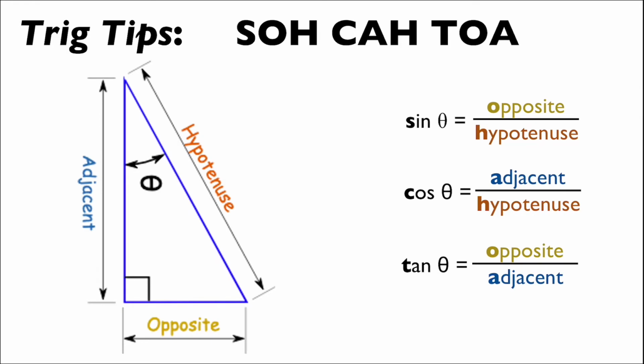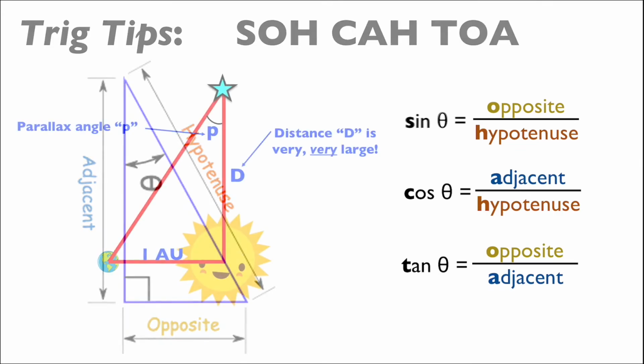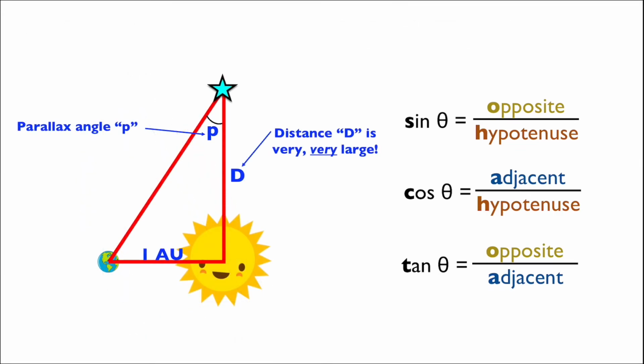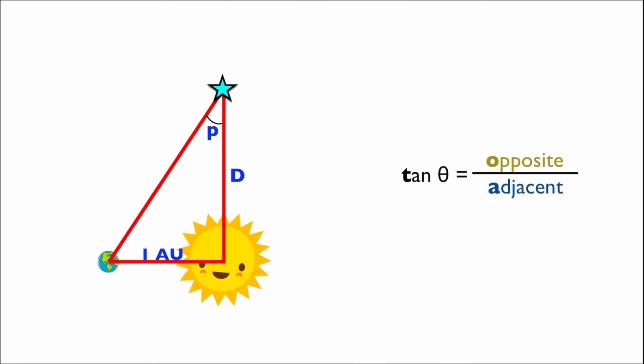So regardless of the orientation of the triangle, as long as you've identified the adjacent, opposite, and hypotenuse of the triangle with the angle you're looking at, the functions don't change. So we can use them here in our triangle too. Notice how our angle here is P, the parallax angle. It's no longer theta, but the concept remains the same. Opposite to this angle is our Earth-Sun distance of one astronomical unit, and the adjacent side to the angle is the distance d to that star. This means that the tangent is the best trig function for us to use.